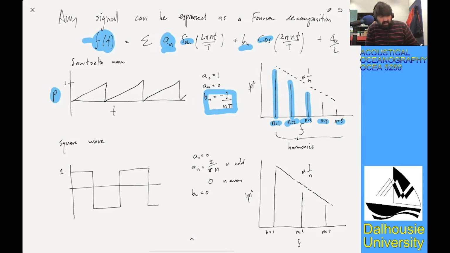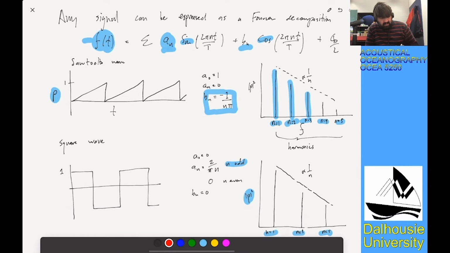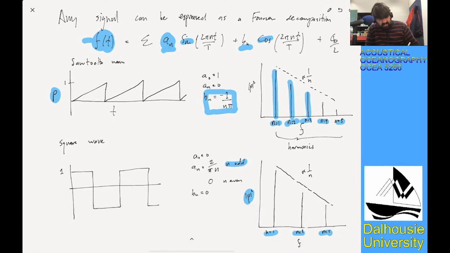You can do the same thing with the square wave. And the interesting thing about the square wave is that you only have odd harmonics, right? So it looks like n equals 1, 3, 5. Now, the one thing to note here is we're looking at the magnitude squared of the pressure. So we could have a square wave that has some different phase, right? The timing of the square wave is different, but the spectrum is still going to look the same, right? Because we're looking at the pressure squared, so just the power.